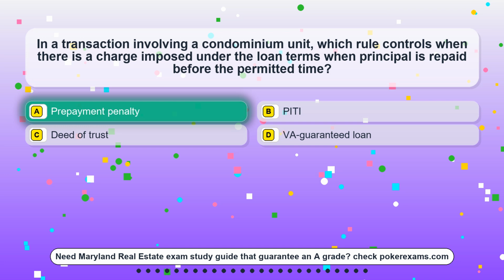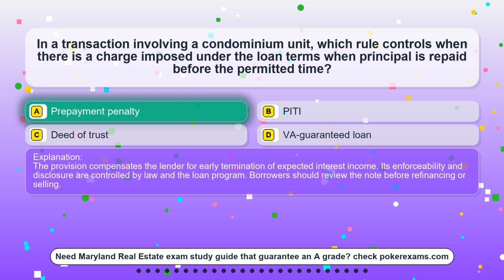The correct answer is option A, prepayment penalty. The provision compensates the lender for early termination of expected interest income. Its enforceability and disclosure are controlled by law and the loan program. Borrowers should review the note before refinancing or selling.